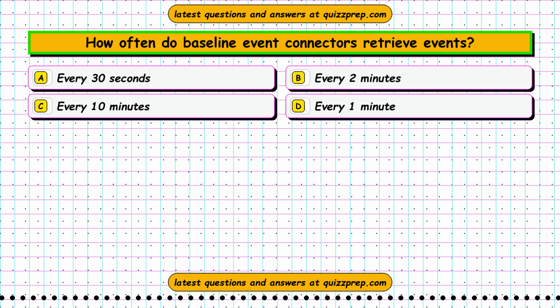Question 27. How often do baseline event connectors retrieve events? Option A, every 30 seconds. Option B, every 2 minutes. Option C, every 10 minutes. Option D, every 1 minute.